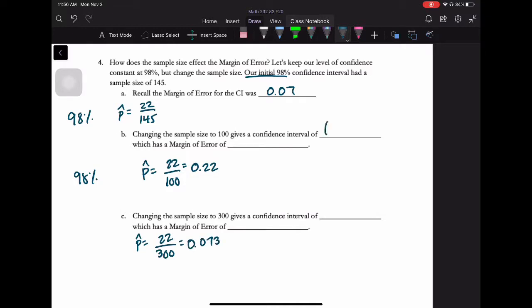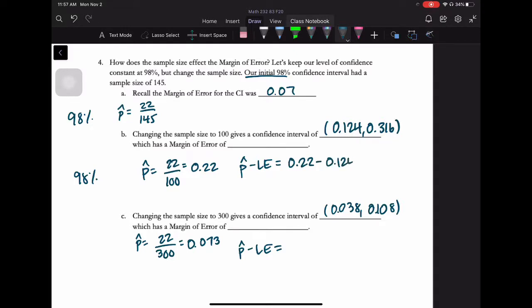This interval was, if you recall, 0.124 to 0.316. The second interval was 0.038 to 0.108. And remember, our p hats changed. So finding the margin of error, we're going to do p hat minus our lower endpoint, which gives us 0.22 minus 0.124. That's a value of 0.096. That margin of error is greater. So our sample size went down and our margin of error went up.